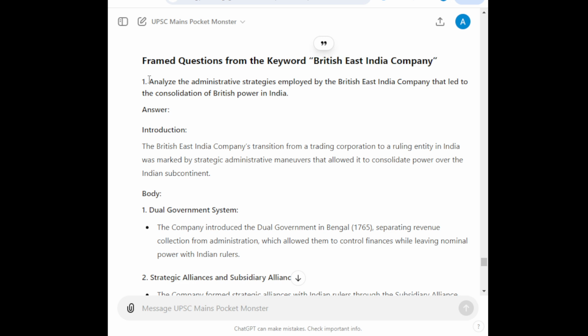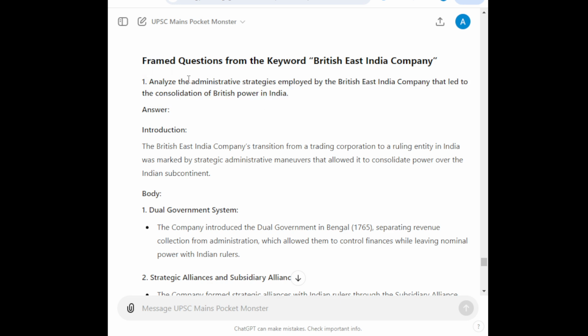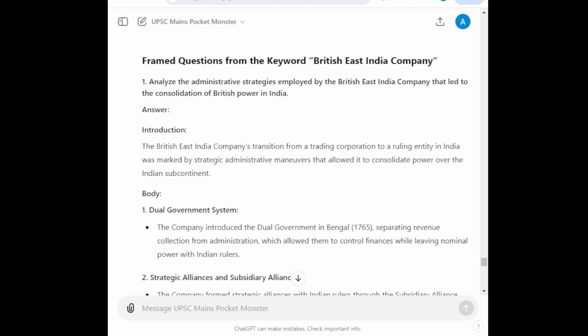So we're just going to go ahead and analyze the administrative strategies employed by the British East India Company that led to the consolidation of British power in India. Now, administrative strategies basically, it's not military strategies. So now let's just maybe brainstorm. So let's just read the answer now.